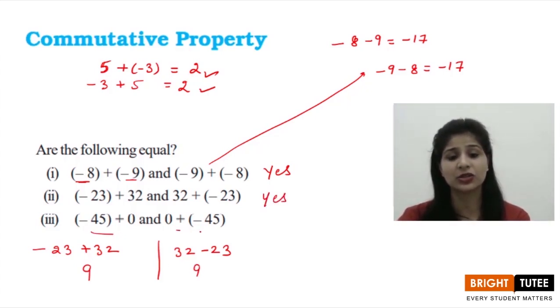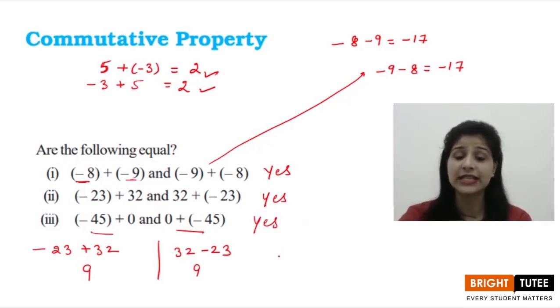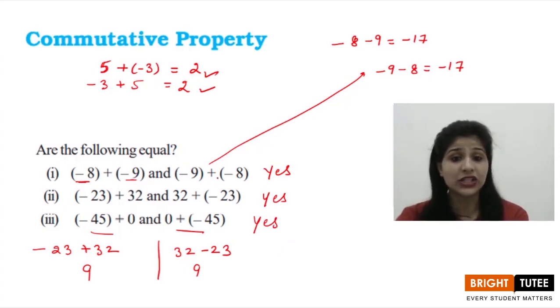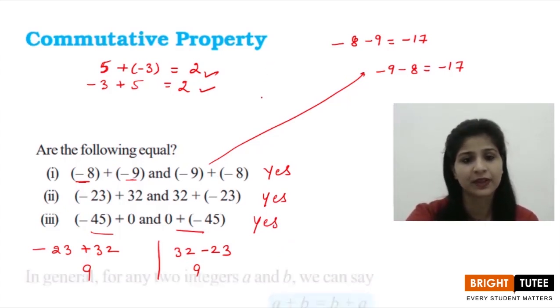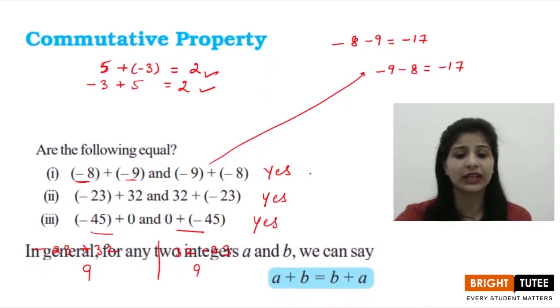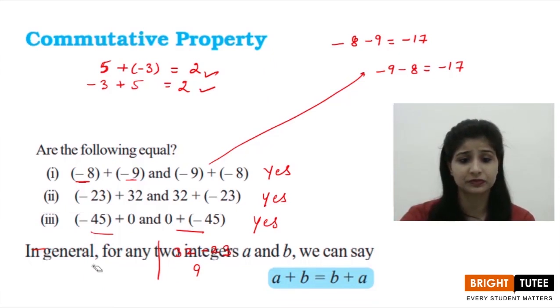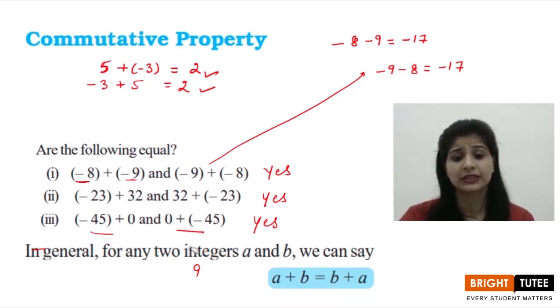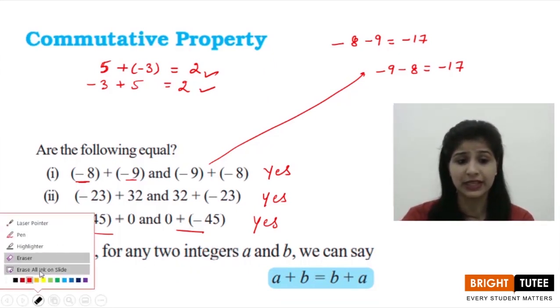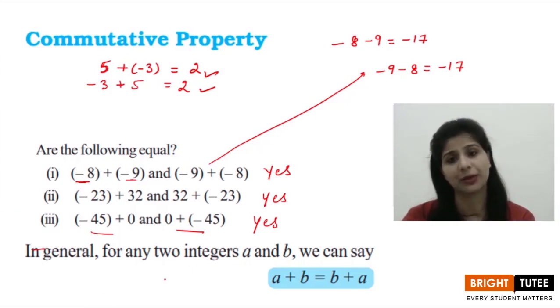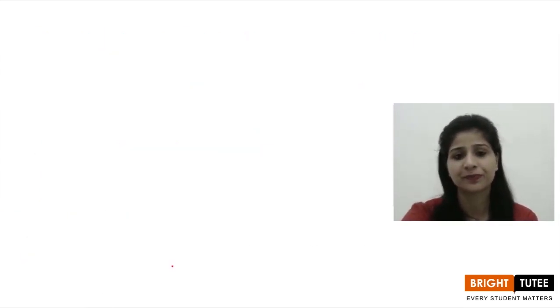Similarly, this is going to give us the answer as minus 45. So yes, they all are equal. So yes, the addition is commutative, right? So what can we say? We can say that for two integers a and b, a plus b is equal to b plus a. That means addition is commutative, right?